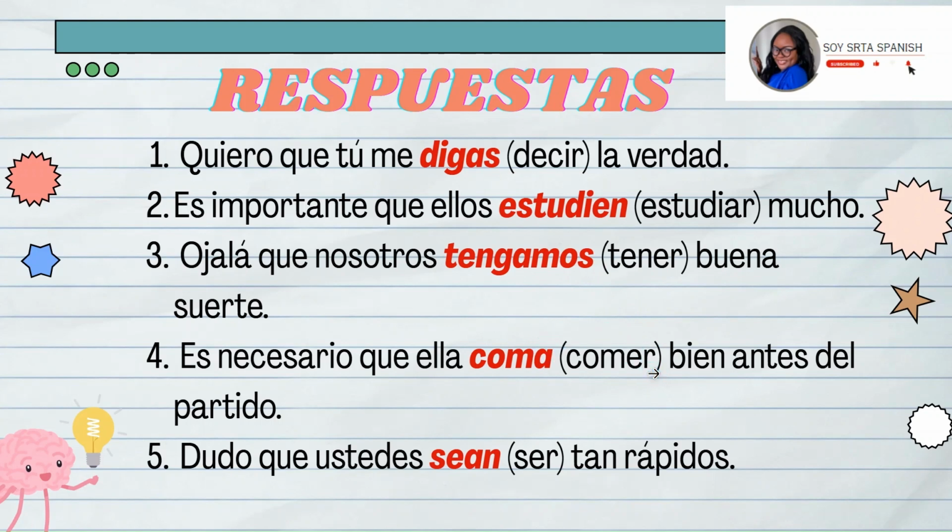Number five uses an irregular verb, ser. I doubt that you all are so fast. Now, ser is irregular, and we just have to learn what it is. In the ustedes pronoun, it would have been sean. How did you do? I really hope that you did well. Let's do another set before we go.